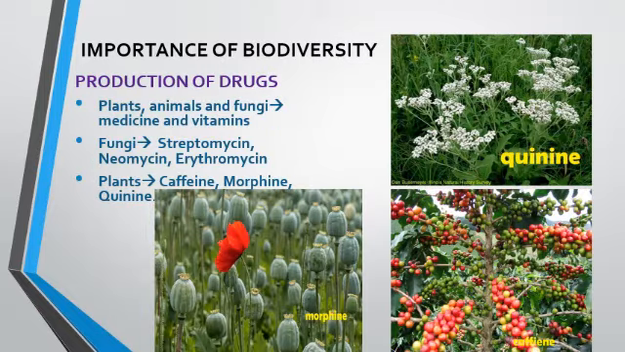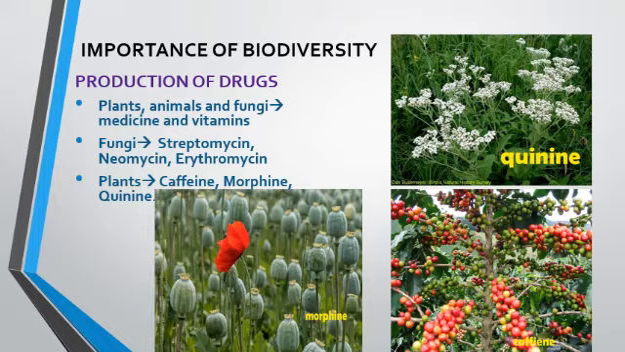Next is production of drugs. There are many plants, animals, and microorganisms that are used as medicines and necessary vitamins. Like several antibiotics are derived from fungi like streptomycin, neomycin, and erythromycin. Many plants are source of different drugs.